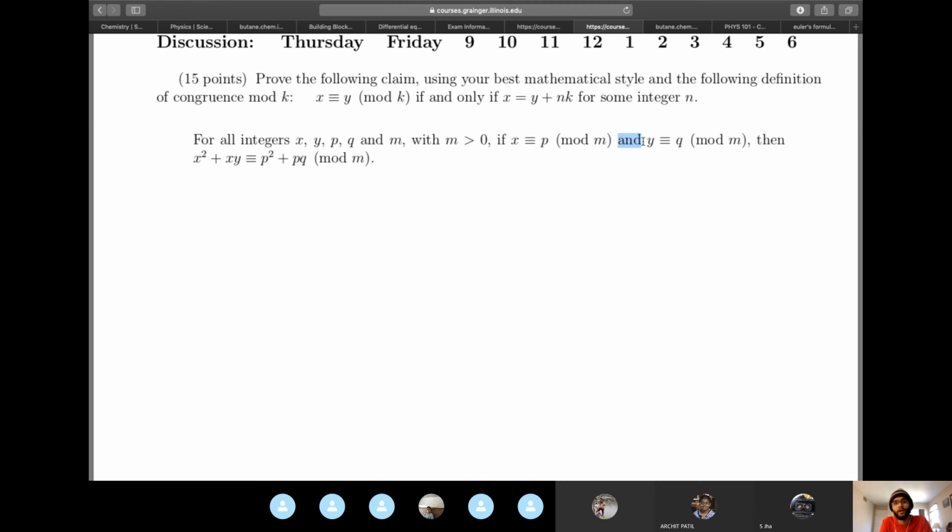And y is congruent to q, again mod m, which means y is some number, q is some number. They are congruent to each other from the perspective of m. Then we have to prove that x squared plus xy will be congruent to p squared plus pq, again from the point of view of m.